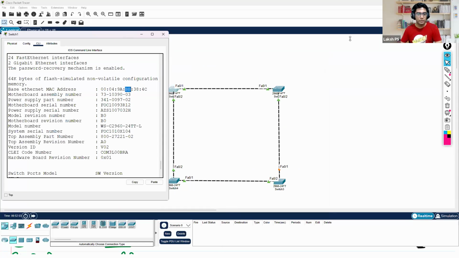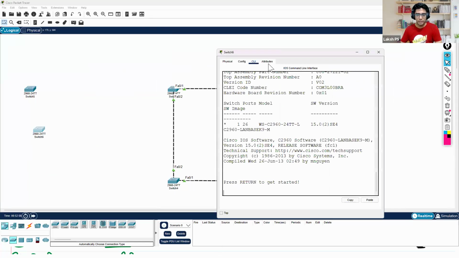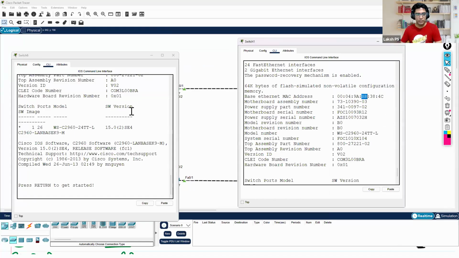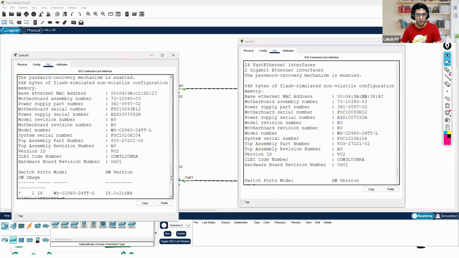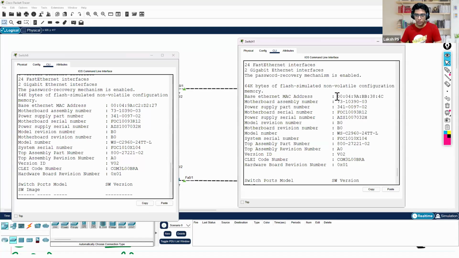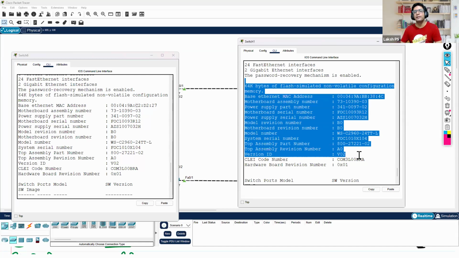Okay. Let's check switch 6's MAC address and switch 1's MAC address. You can clearly see this is switch number 1. Okay. So 0004, 0004, same. 9A, 9A, same. This is B, but this is C. Obviously, B is lesser than C. So this still is a lower MAC address.